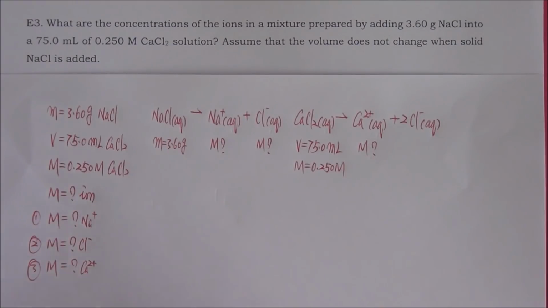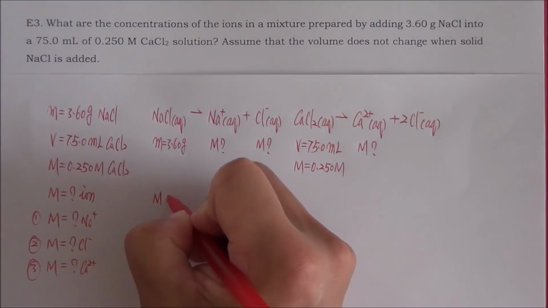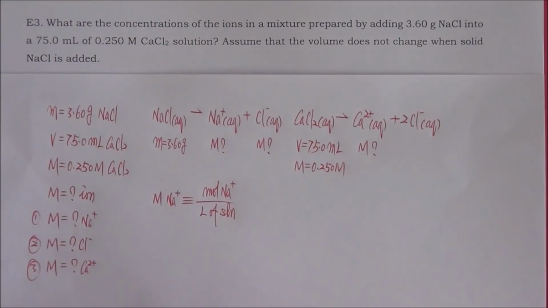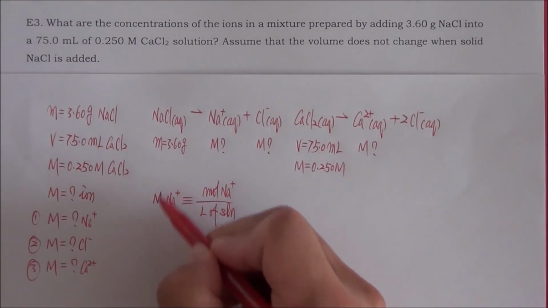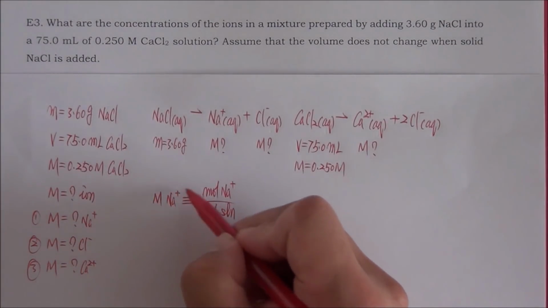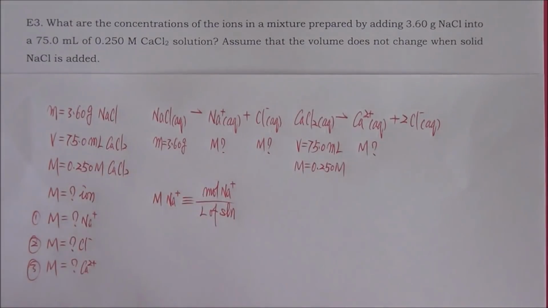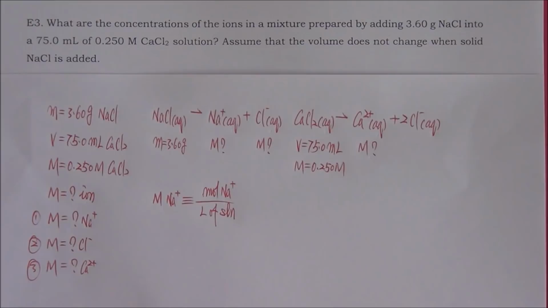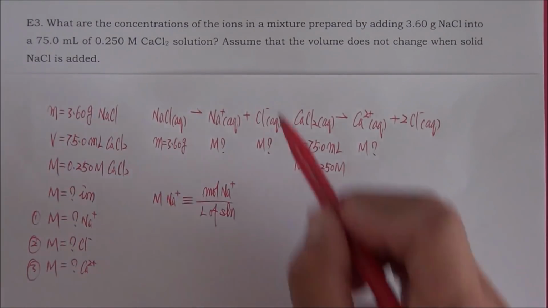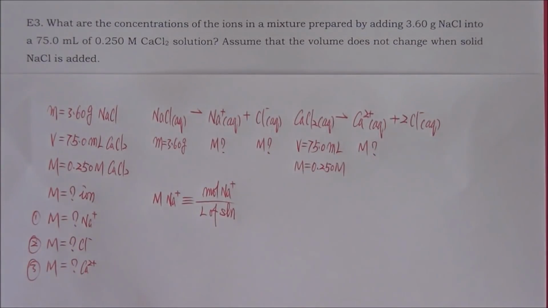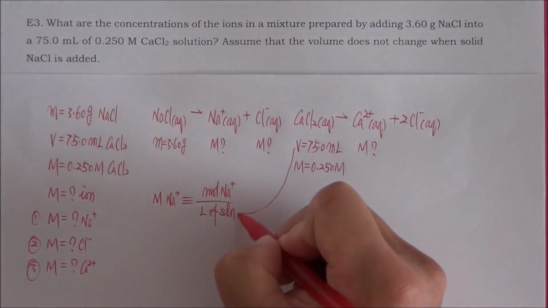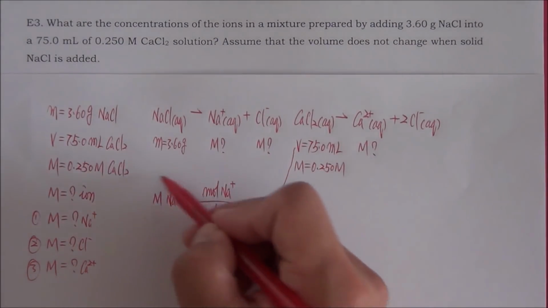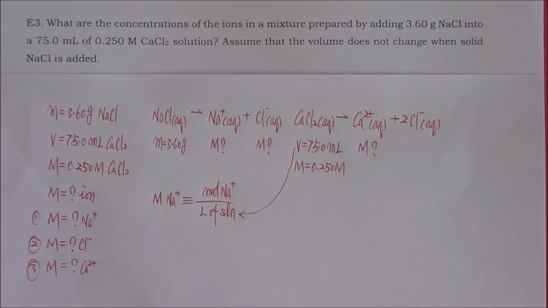Let's start from the definition of the molarity. This is the definition of the molarity of the sodium ion. It is defined as the moles of the sodium ion over the liters of the solution. Let's see what information we already know. From here, we know that the volume should be the same as this volume. If we want to calculate the molarity of the sodium ion, we have to know the moles of the sodium ion.